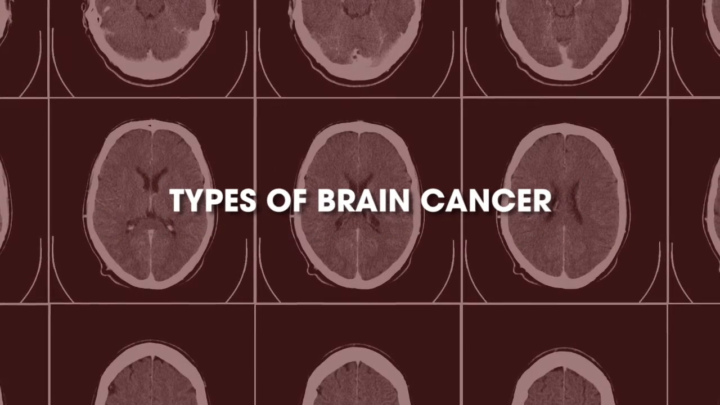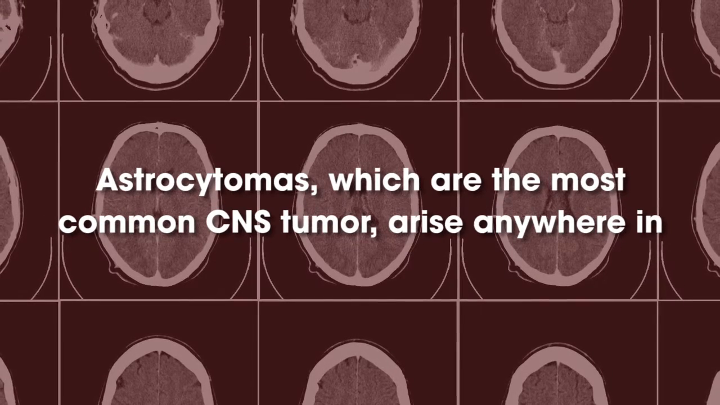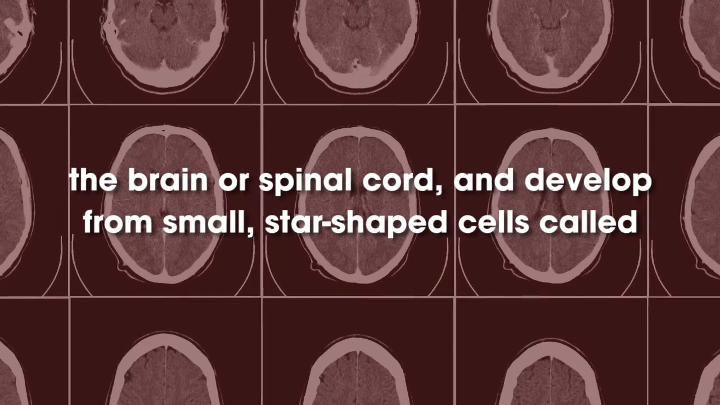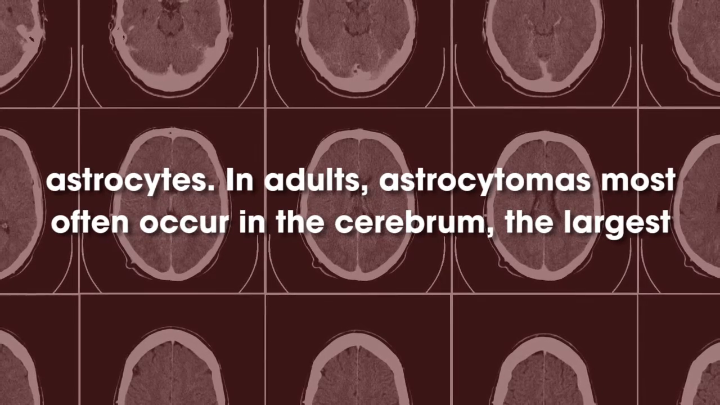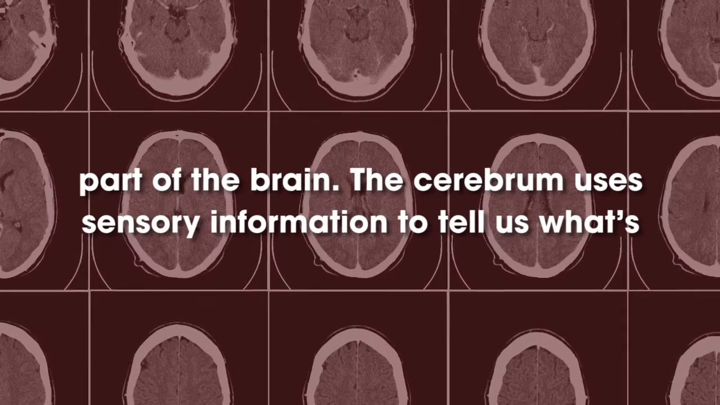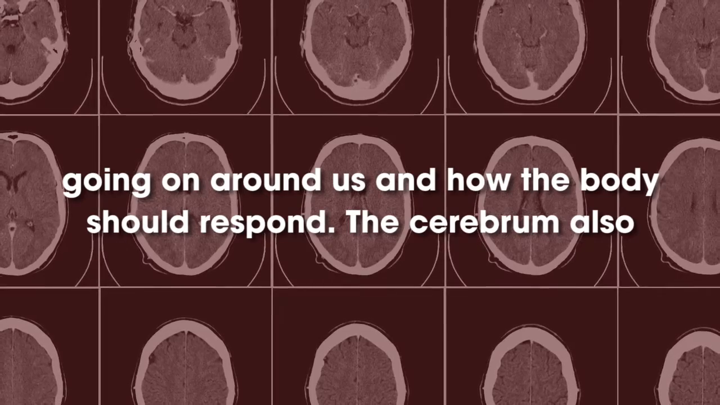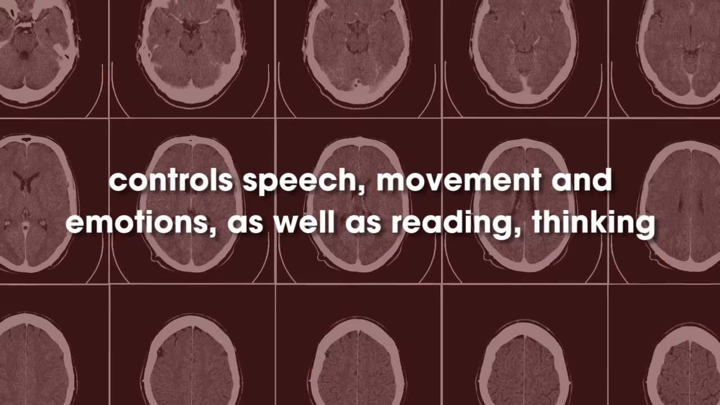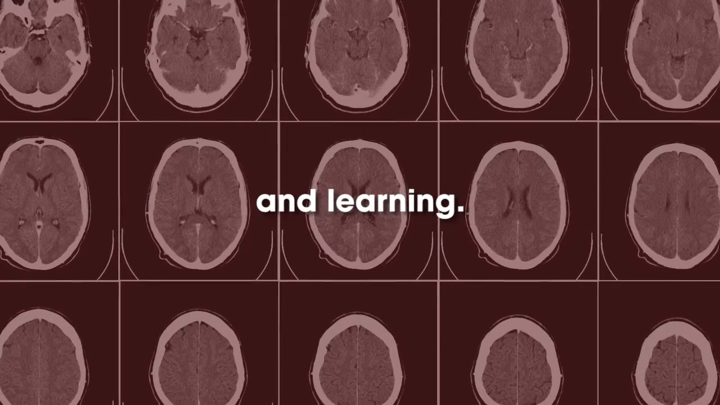Types of brain cancer. Astrocytomas, which are the most common CNS tumor, arise anywhere in the brain or spinal cord, and develop from small, star-shaped cells called astrocytes. In adults, astrocytomas most often occur in the cerebrum, the largest part of the brain. The cerebrum uses sensory information to tell us what's going on around us and how the body should respond. The cerebrum also controls speech, movement and emotions, as well as reading, thinking and learning.